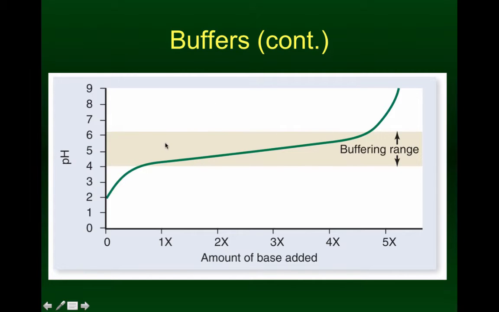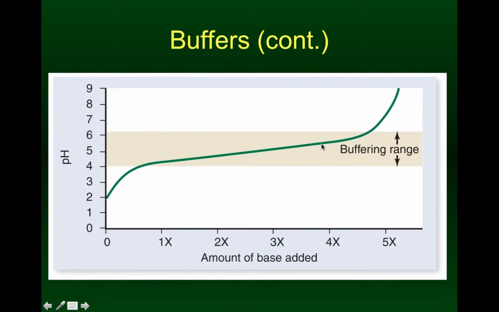Now the buffer is really active between pH 4 and pH 6. So once we're at 100 mils, let's add another 100 milliliters into the situation. Now we've got 200 mils, but look how the pH has changed. It went from a pH of 4 to a pH of around maybe 4.5. It's not that big of a change. And if we add another 100 mils, that takes us to 300 total. That's going to give us a pH of 5. And if we add another 100 mils, that takes us to a pH of 5.5.